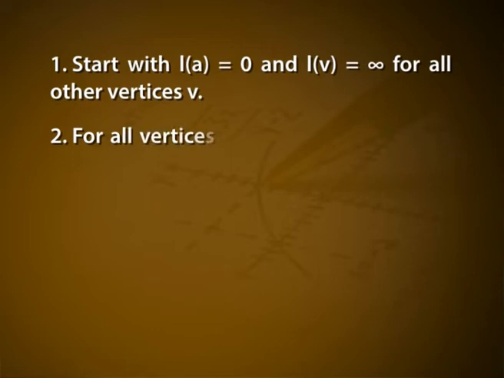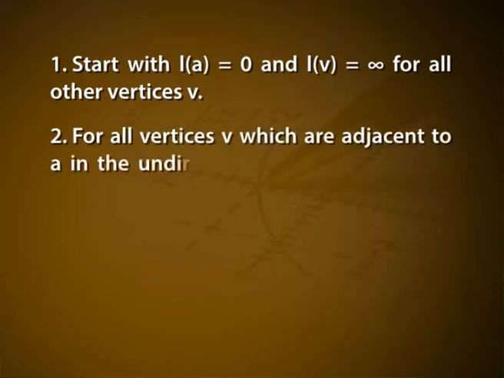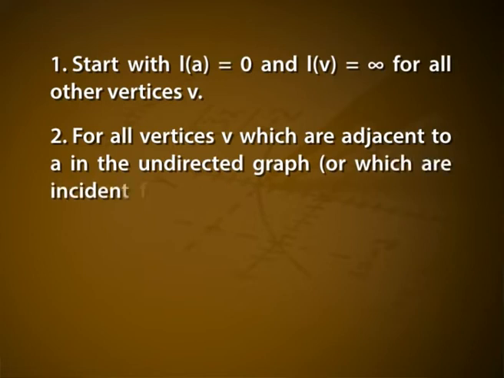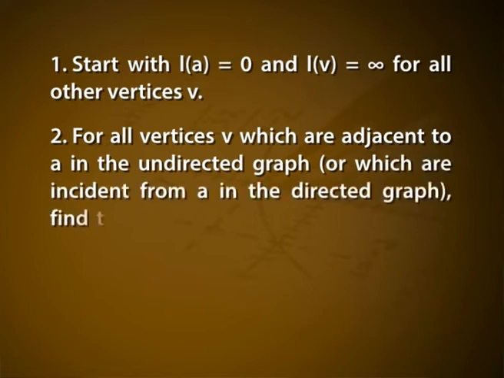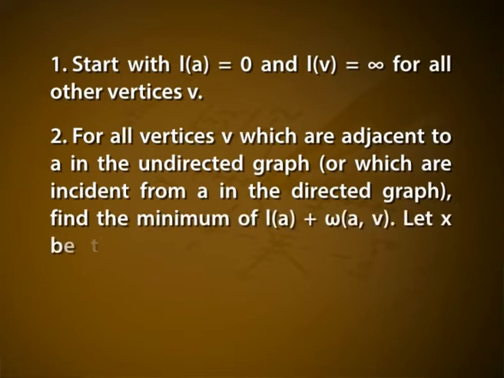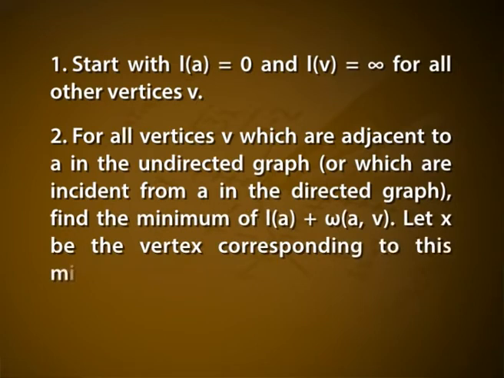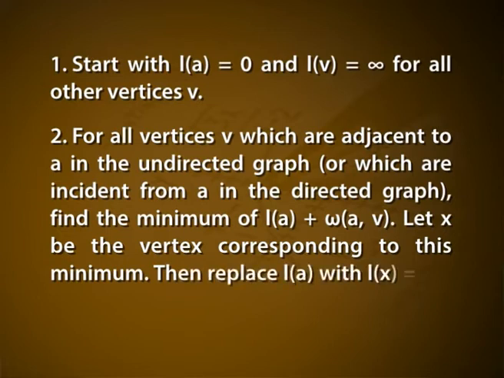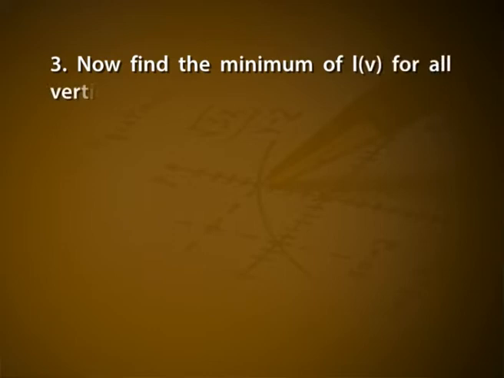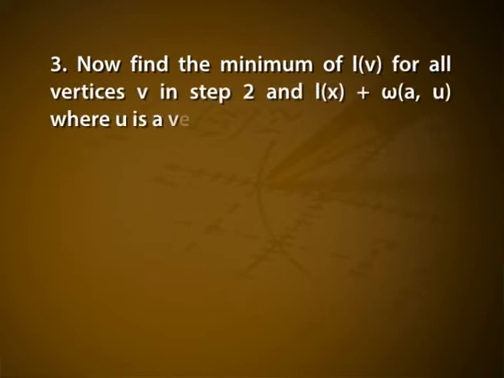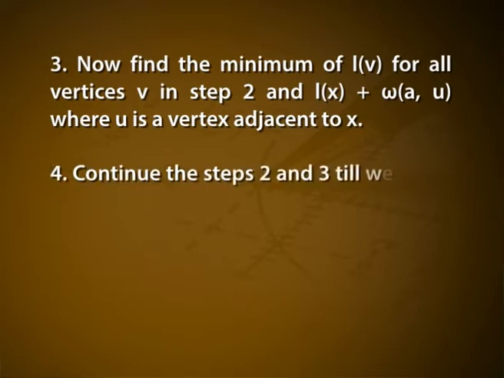Step 2. For all vertices V which are adjacent to A in an undirected graph or which are incident from A in the directed graph, find the minimum of L(A) + W(AV). Let X be the vertex corresponding to this minimum. Then replace L(A) with L(X) = L(A) + W(AX). Step 3. Now find the minimum of L(U) for all vertices U in step 2 and L(X) + W(XU), where U is a vertex adjacent to X. Step 4. Continue steps 2 and 3 till we reach the vertex B.